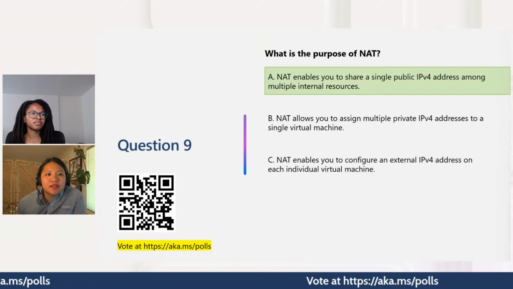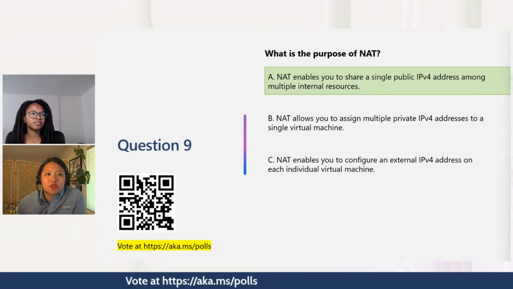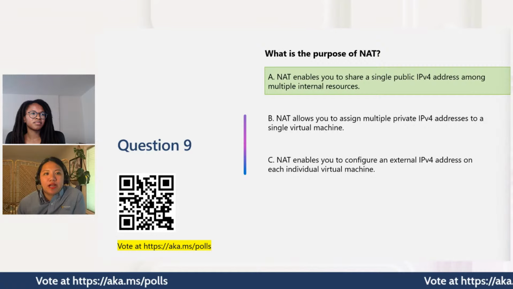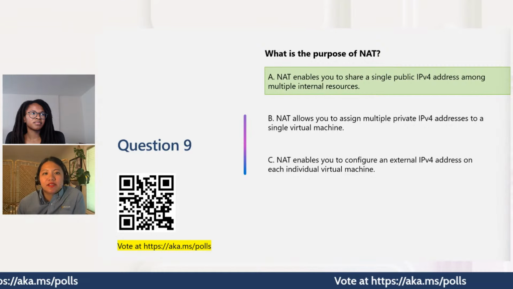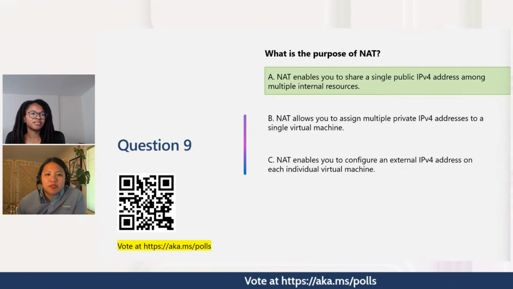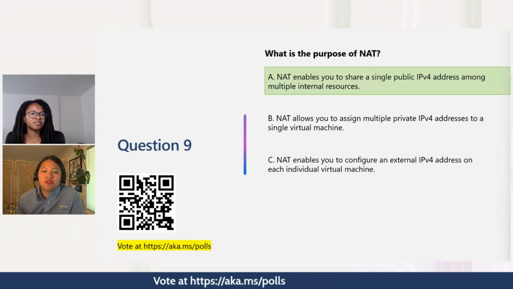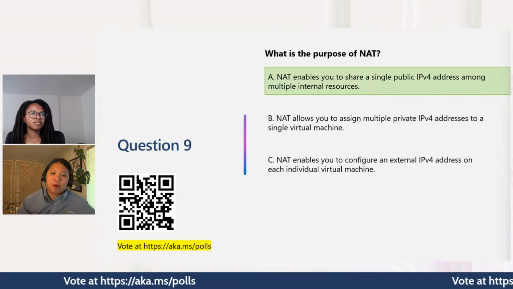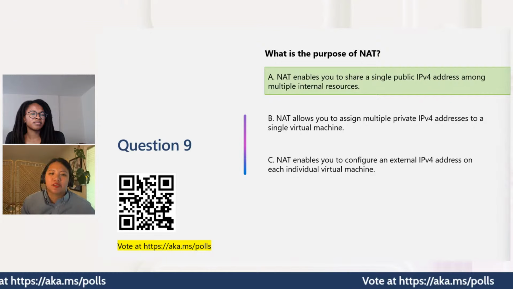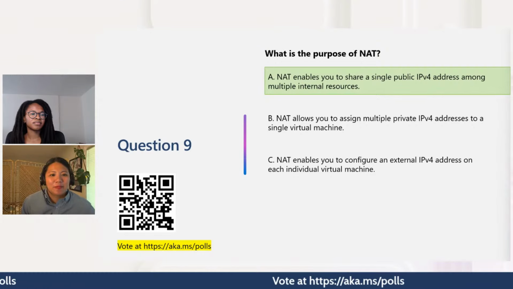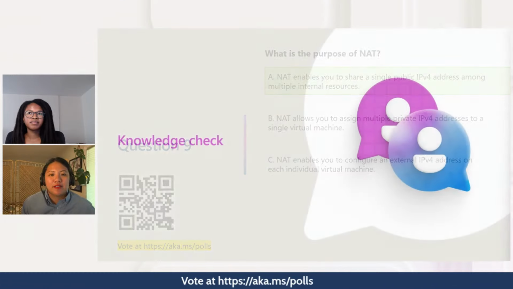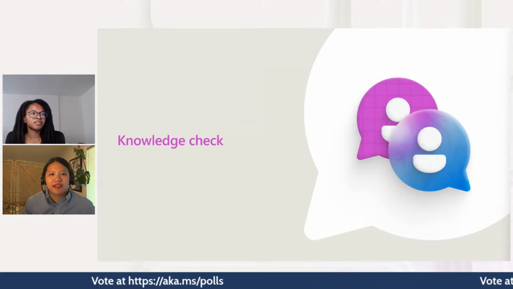So the correct response would be A, NAT enables you to share a single public IPv4 address among multiple internal resources. So it enables internal resources to share this IP address for communication outbound with internet resources. And I think we're up on our last knowledge check for today.